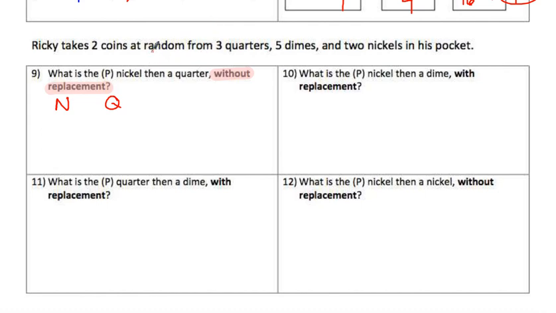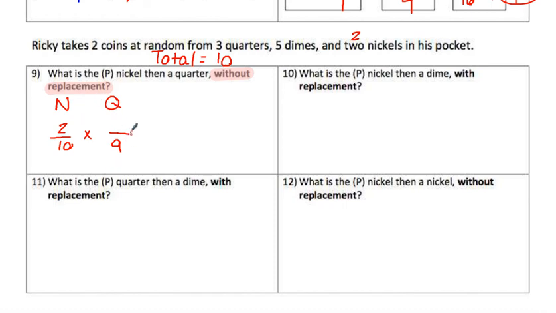So we need to figure out how many total coins we're looking at first. So if there's 3 quarters, 5 dimes, and 2 nickels, that makes 10 total coins. Now, what's the probability I choose a nickel? There are 2 nickels, so that's 2/10, times the probability of a quarter. Now, remember, it's without replacement, so my denominator is going to go down by 1 because I did not put the 1 nickel back I chose. I didn't choose 2. I only picked up 1 coin.